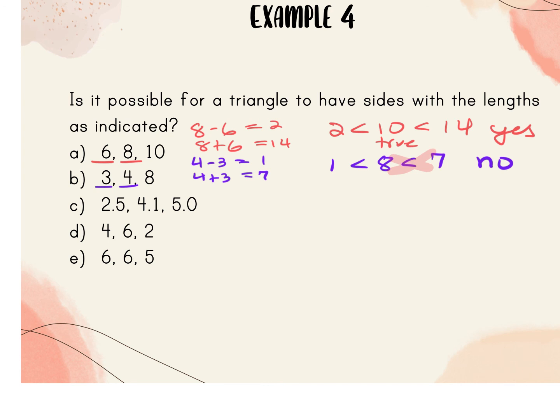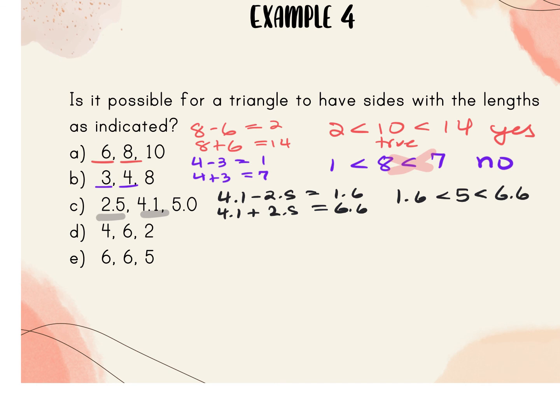Then the next one, again, take the two smaller numbers. I'm going to subtract them. 4.1 minus 2.5, 4.1 plus 2.5. I get 1.6, 6.6. And again, the third side, the 5, must be greater than the difference, but less than the sum. So 5 is in between 1.6 and 6.6. So C is yes, they can form a triangle.